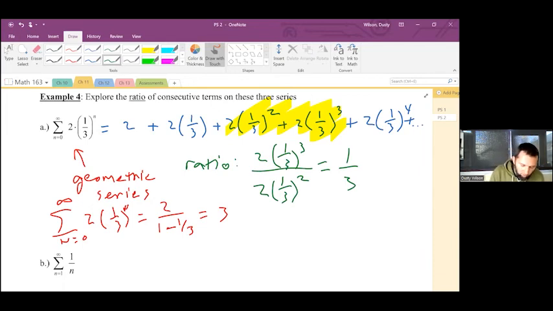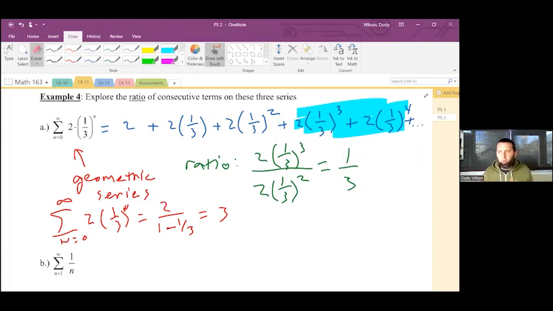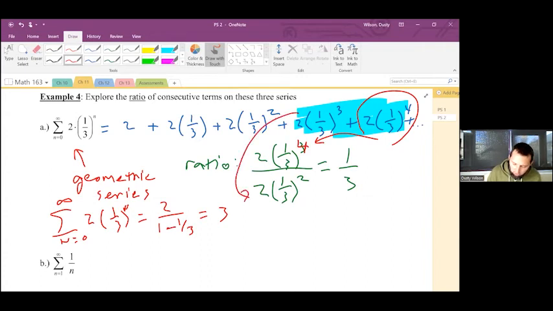Okay, that's great. What if we tried a different combination? What if we looked at the next two terms out, the blue terms? Well, in this case, again, we would look at the ratio of the second term, where our higher power would be a 4, divided by the previous term, which would have a power of 3. And again, you can see that for the second time, the ratio of the two is 1/3. And you can see that this would continue on regardless of how far up we went in the series.